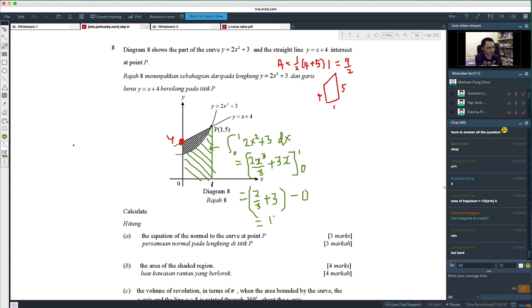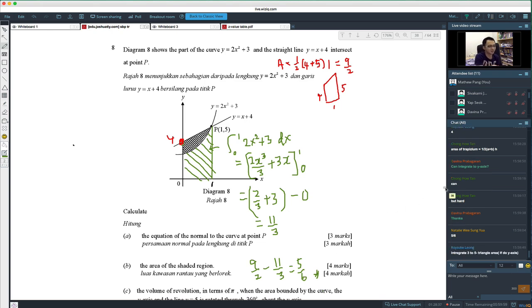So that means, if I want to get the shaded region, I will just use 9 over 2 minus 11 over 3. Now 9 over 2 is the trapezium, 11 over 3 is the green color shaded region. I can get the black color shaded region, use calculator for this one. 9 over 2 minus 11 over 3, then you will get 5 over 6. So the area of the shaded region is 5 over 6. That's all. Okay, it's quite simple. Yeah, this question is considered very easy. So I'm going to move on to the next one.